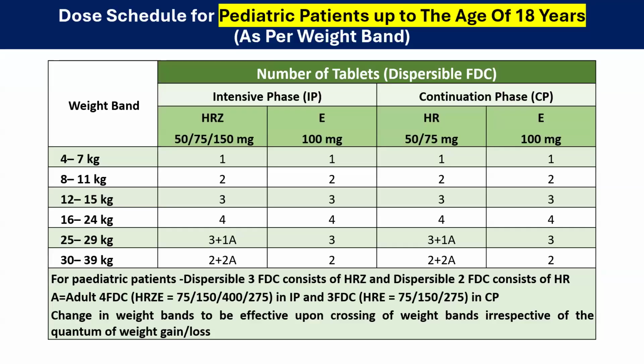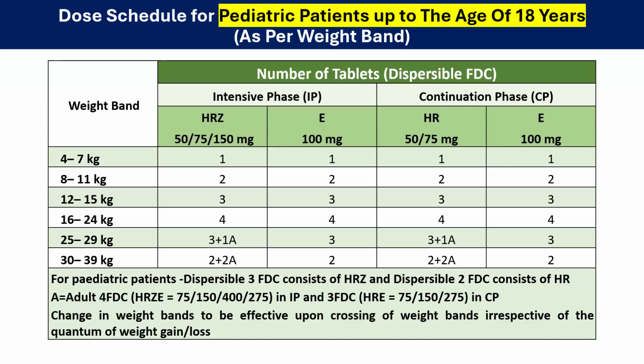We also need to keep in mind that for pediatric patients, the FDC ought to be made available under the program. In case some of the ART centers do not have the FDC, they have to advocate with the district or the state NTEP officials and ensure that the FDC is available at the ART center. For the intensive phase, it has to be an FDC of rifampicin, isoniazid, and pyrazinamide, 75, 50, and 150 mg respectively. And ethambutol 100 mg has to be given separately because it cannot be part of the dispersible FDC, because of its instability in the combined dispersible tablet preparation.